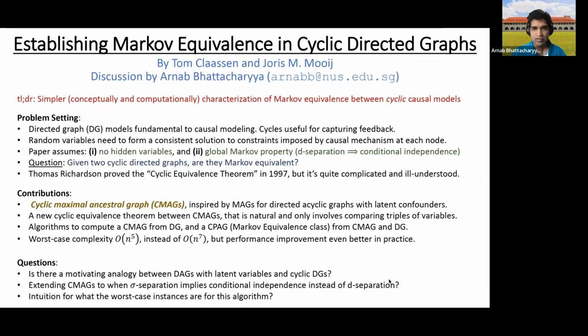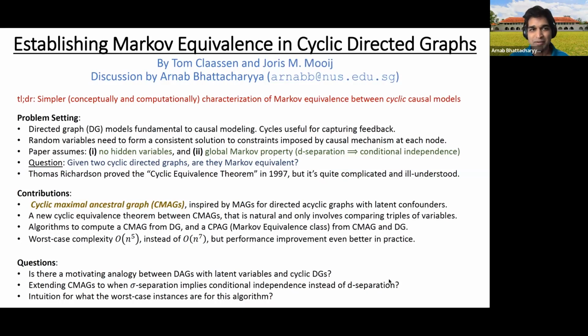Hello, can you hear me? Yes. Okay, great. So thank you, Tom, for that excellent presentation, as well as the very readable paper. Just to give a bit of background, I haven't worked with cyclic directed graphs before, but I found your paper very inspiring, and it really encourages me to get into the literature.